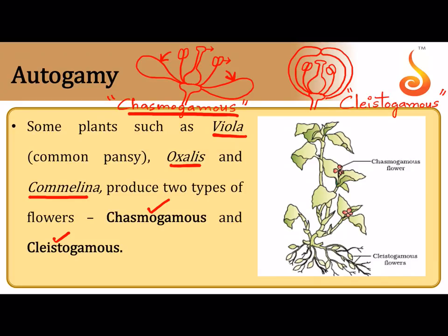So some plants produce two types of flowers, that is, flowers whose anther and stigma are exposed, which are referred to as chasmogamous, and flowers whose anther and stigma are not exposed to the outside and they are closed, and such closed flowers are referred to as cleistogamous. So here you can see in the diagram, the flowers that are produced underground are cleistogamous, they are closed, whereas above the ground, the flowers are open and their anther and the stigma are exposed to the outside. Okay.